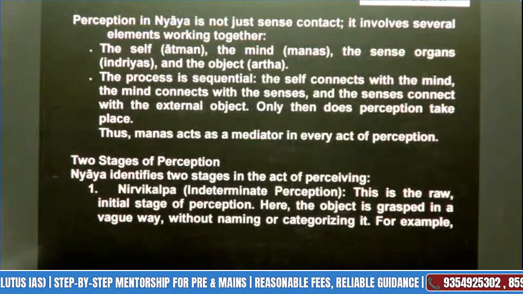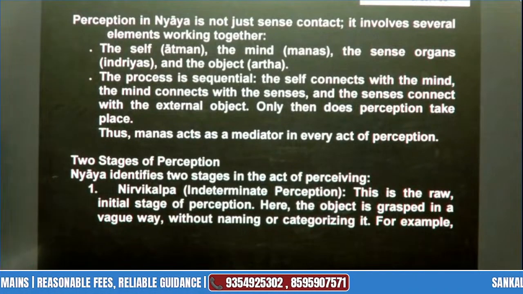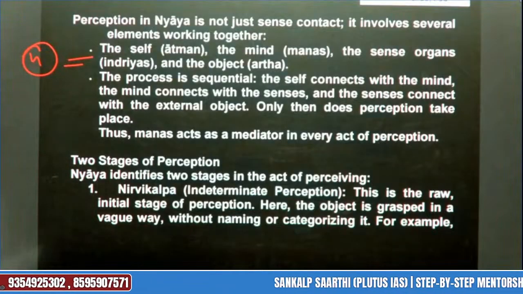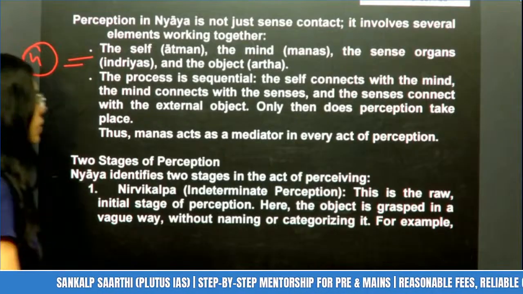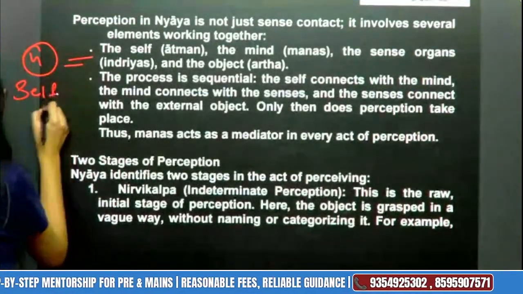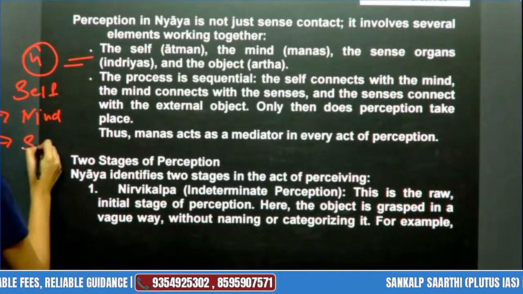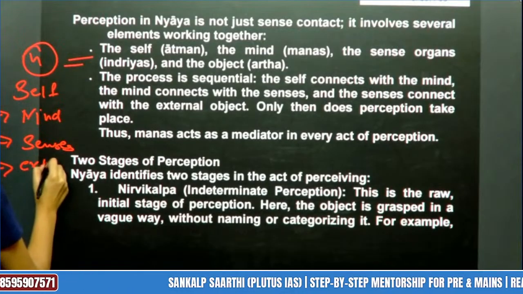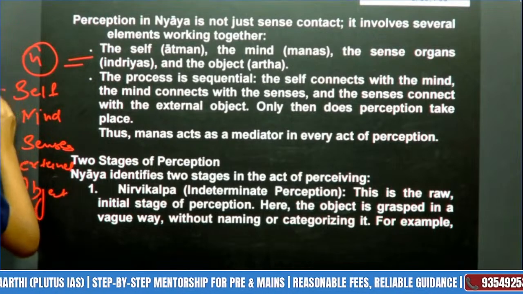Then process of perception. The self, the mind, the sense organ and the object. So all these 4 are required to attain the knowledge. The process is sequential. The self connects with the mind, and mind connects with senses, right? And those help us understand the external object.